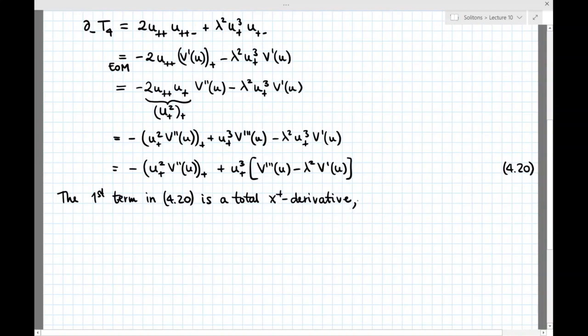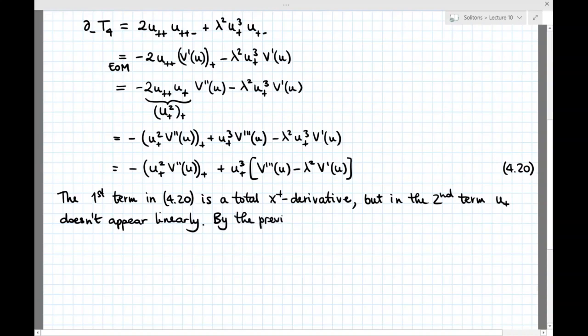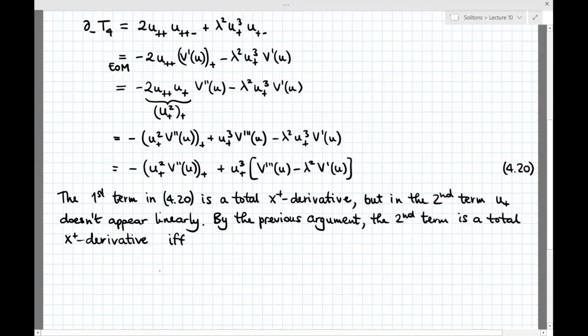But in the second term, u plus, which is the highest derivative of u appearing in that term, does not appear linearly. So by the previous argument, the second term cannot be a total x plus derivative unless it vanishes. So the second term is a total x plus derivative if and only if the quantity in brackets vanishes. That's the third derivative of the scalar potential minus lambda squared times the first derivative of the scalar potential.